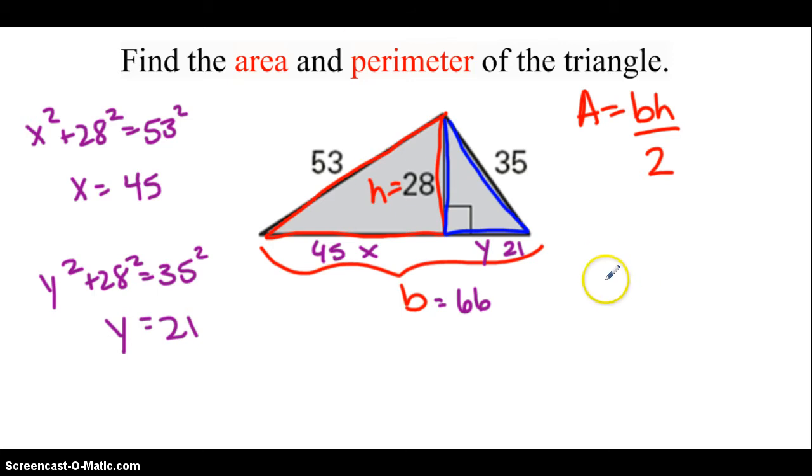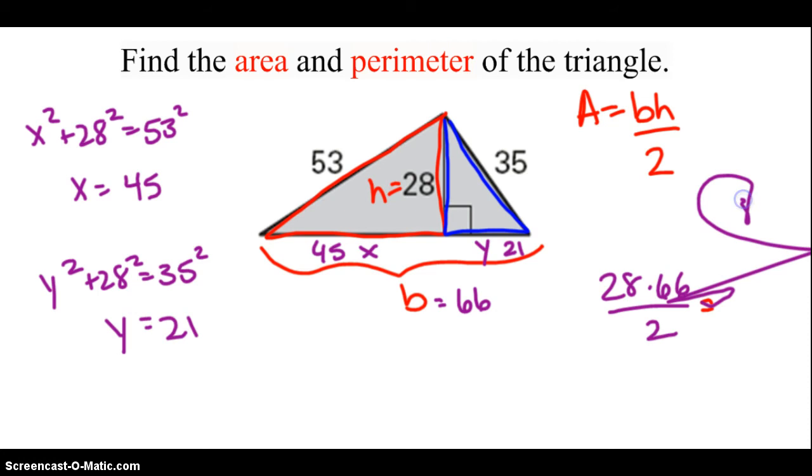So the area is going to be 28 times 66 divided by 2. Whoa, whoa, whoa. Okay. What happened there? I'm sorry, I don't know what happened. So it should be 924 units squared for the area.